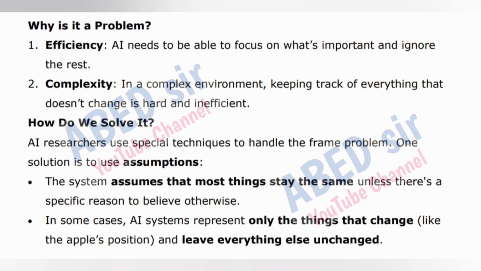AI researchers use special techniques to handle the frame problem. One solution is to use assumptions. The system assumes that most things stay the same unless there's a specific reason to believe otherwise. In some cases, AI systems represent only the things that change, like the apple's position, and leave everything else unchanged.